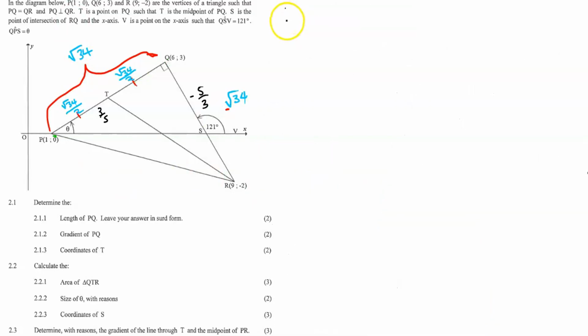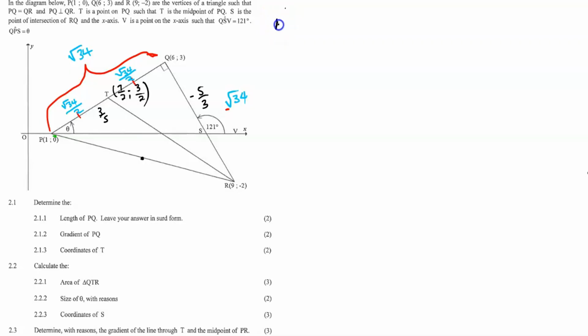And the last question says, determine with reasons the gradient of the line through T. And we already have the coordinates of T, and we found that they are 7/2 and 3/2. So they say the gradient of the line through T and the midpoint of PR. So we do not know the midpoint of PR. We have to find it. And then when we have those two, now we can find the gradient.